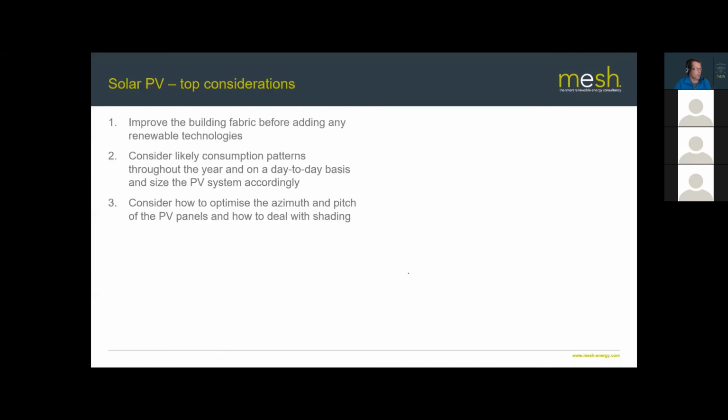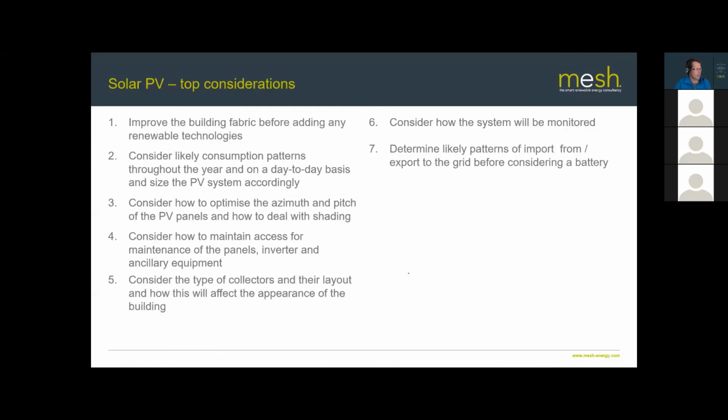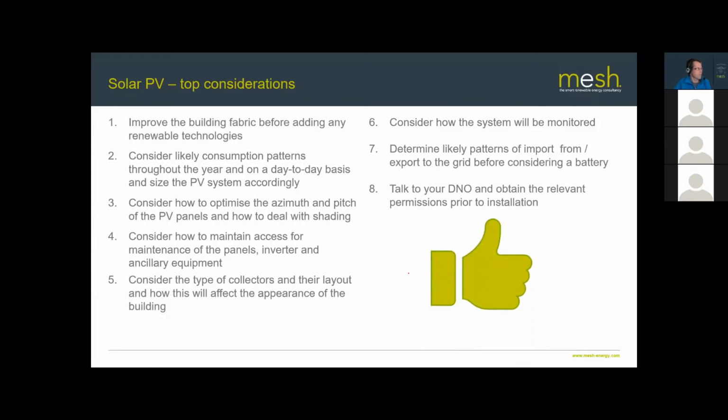Okay, so let's talk about the top considerations with solar. Number one, fabric first. Number two, consider your consumption patterns. How do you use electricity? Is a battery going to be beneficial for you? Optimize the azimuth and pitch of the PV panels, so you're not paying for something you're not making the full benefit of if you can avoid it. Consider access for maintenance, because obviously you don't want to be, for example, scaffolding a building every time you need to get up to maintain your PV panels.